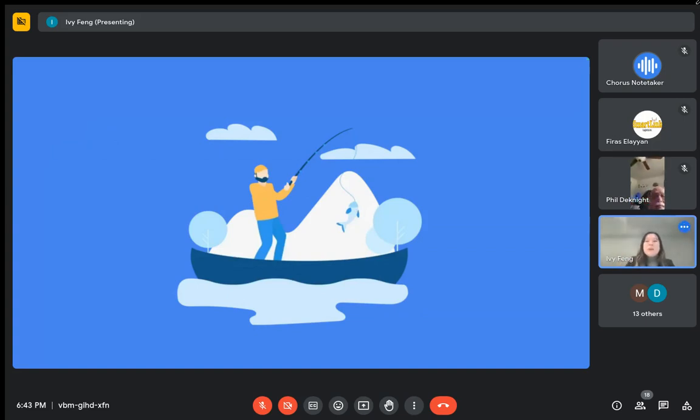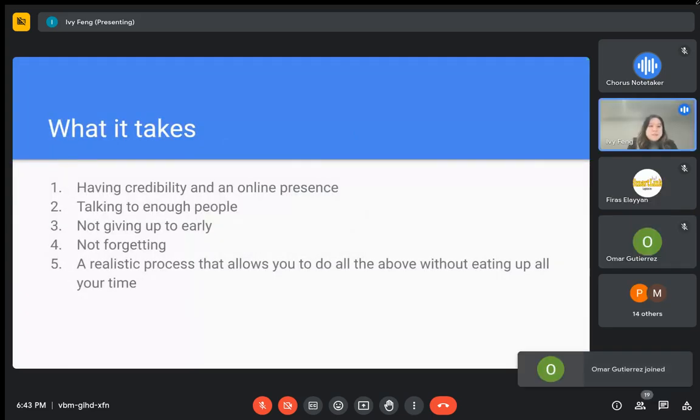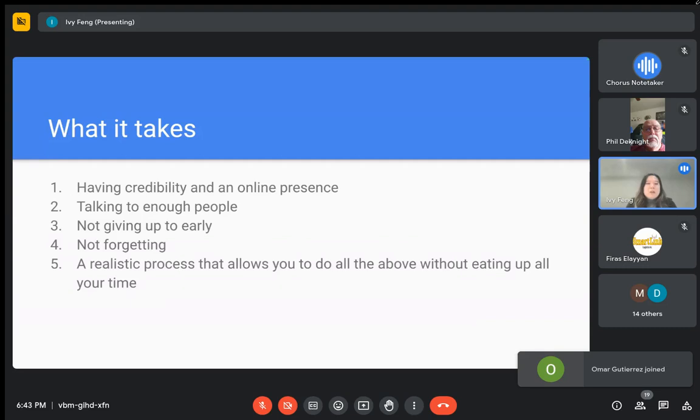And this is the way that at the end of the day, we have to remember, if we want to get that 10% increase in profit or 20%, whatever it is, if we want to stop being dependent on load boards, on brokers, at the end of the day, we all know we need to get a direct shipper. So I'm going to show you how we're going to do that and how we can make it realistic for you. So again, what it takes. 1, we're going to need to have the credibility and an online presence. 2, talking to enough people. 3, not giving up too early. 4, not forgetting. And 5, having that realistic process that allows you to do all the above without eating up all of your time, right?